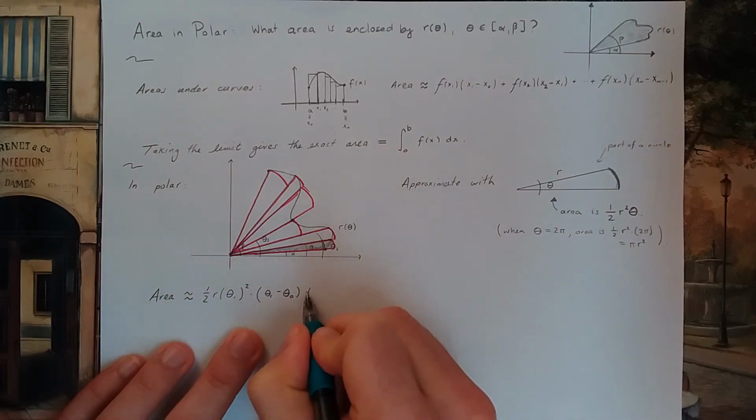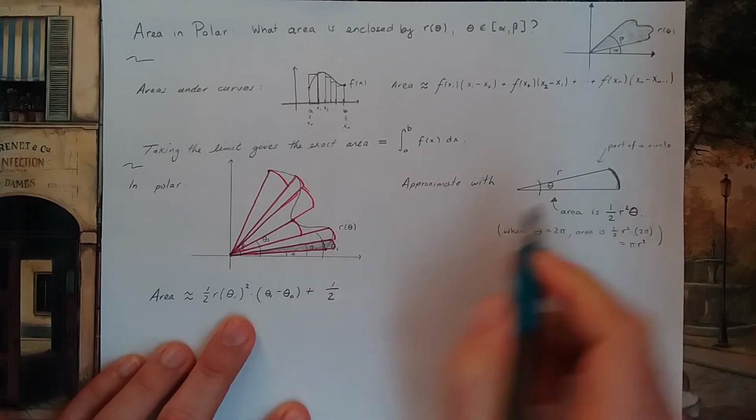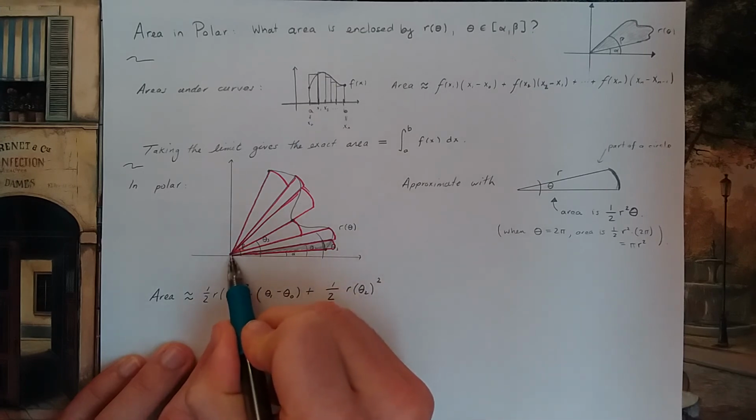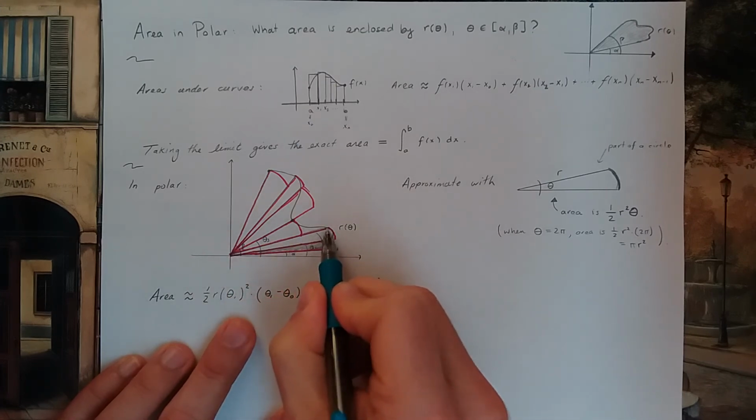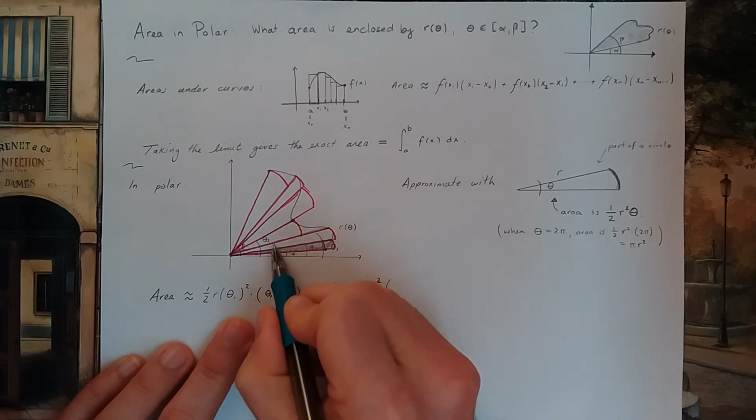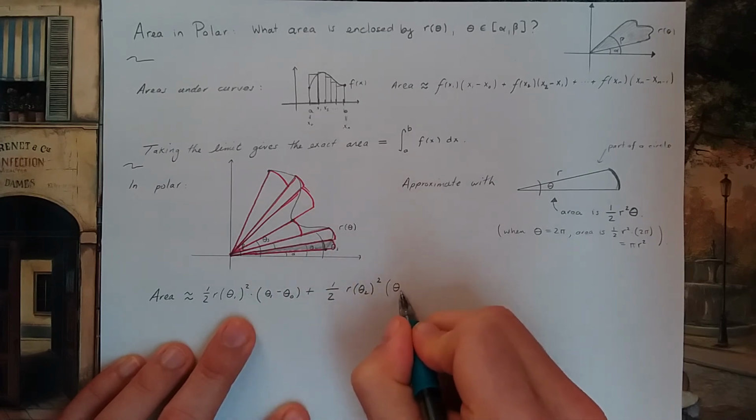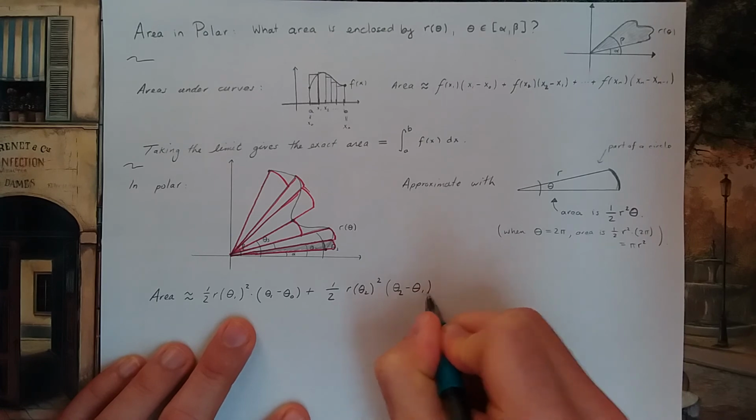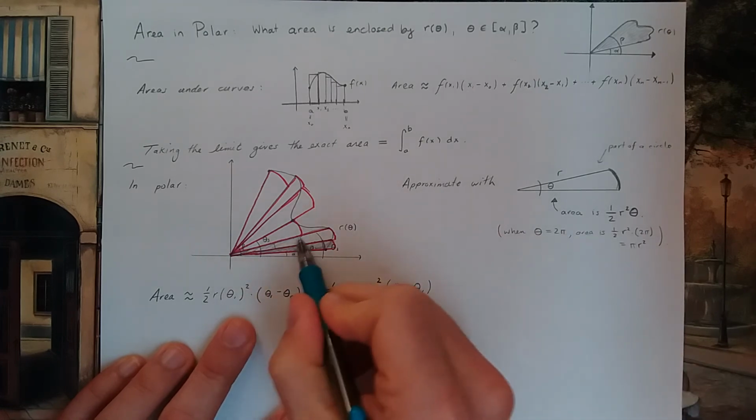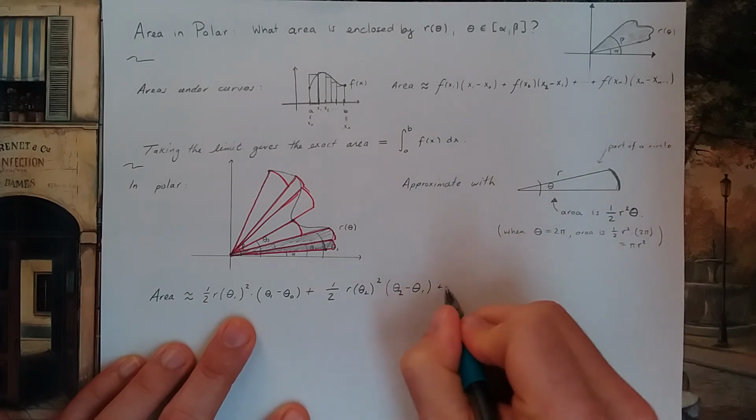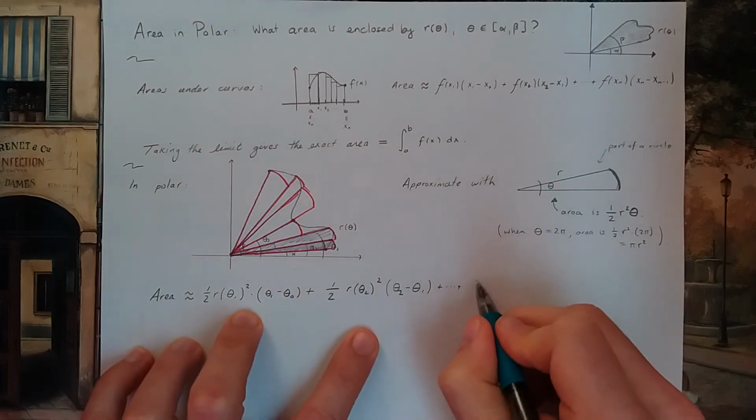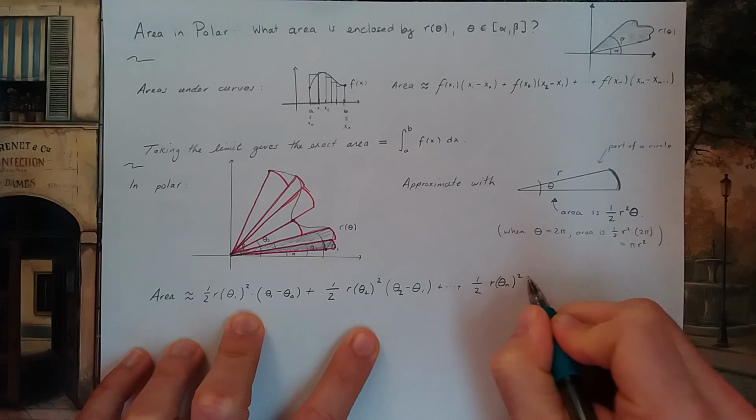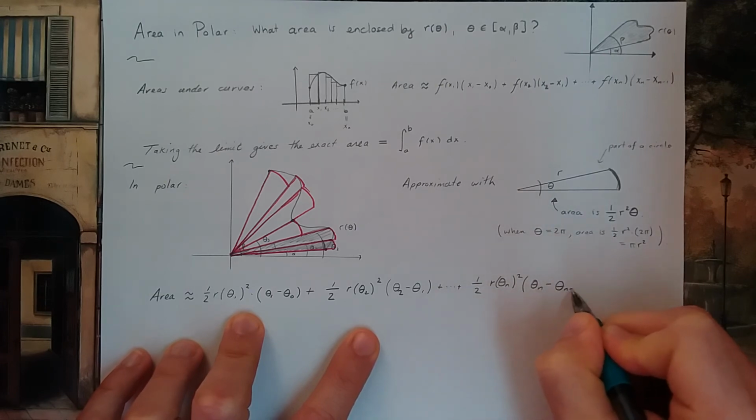The area of the second pie wedge would be 1/2 r of theta 2 squared. That's the radius of the second pie wedge times the angle of the second pie wedge. The angle of the second pie wedge is theta 2 minus theta 1. That was the area of the second piece. Anyway, you can keep adding things up till you get to the area of the last pie wedge, which would be 1/2 r of theta n squared times theta n minus theta n minus 1.